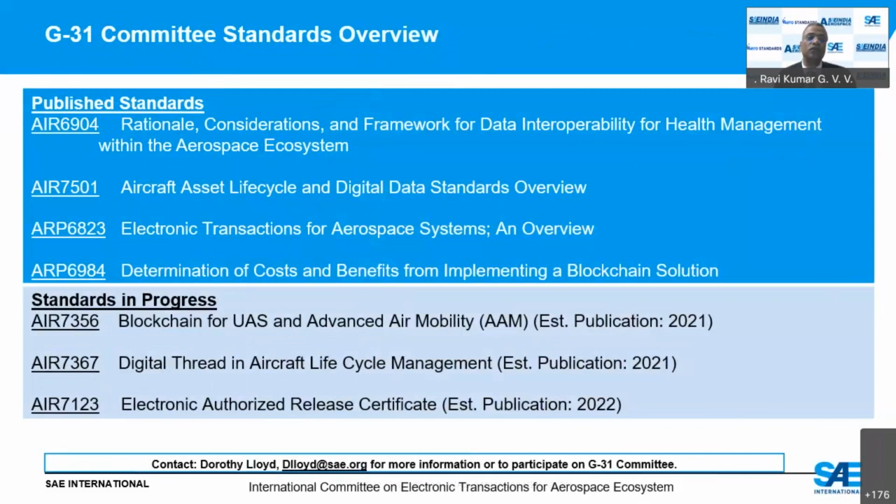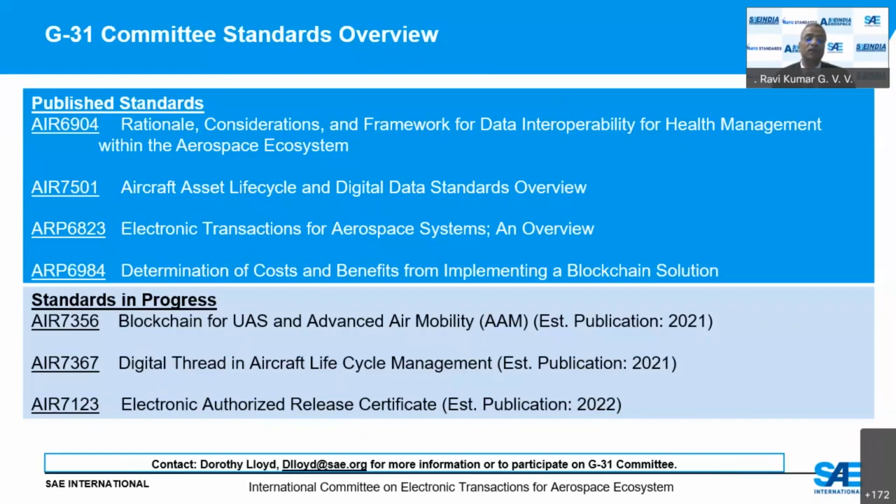I will quickly walk you through the work that we are doing currently. We have published 4 documents so far. Of course, this committee was formed in 2018. The first document, AIR 6904, is all about data interoperability, which talks about the rationale, considerations, and framework for data interoperability for health management within the aerospace ecosystem. In fact, we started this document in the IVHM committee, the HM-1 technical committee, and later moved it under this umbrella.